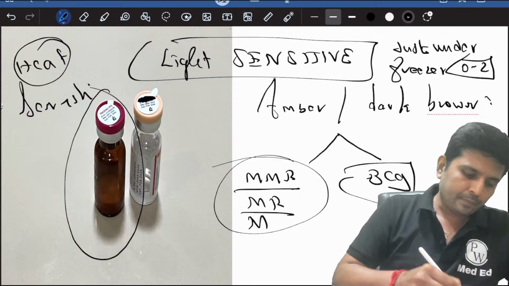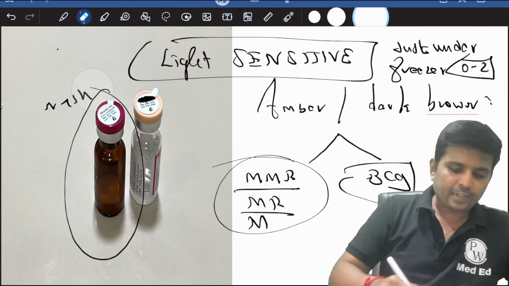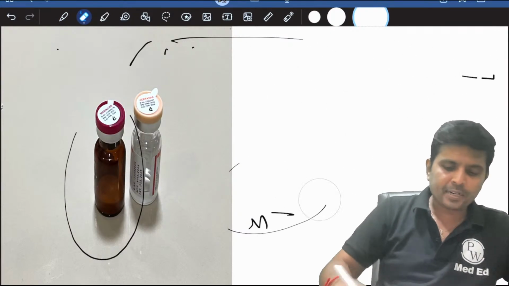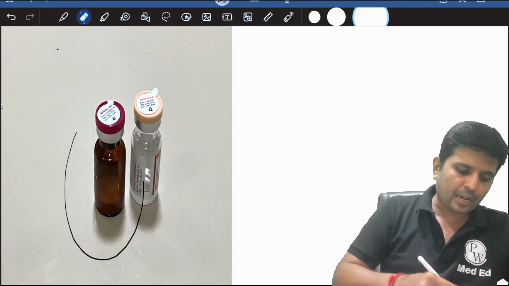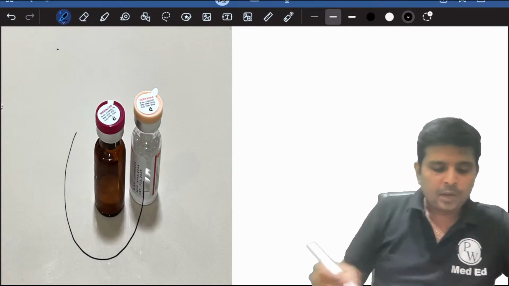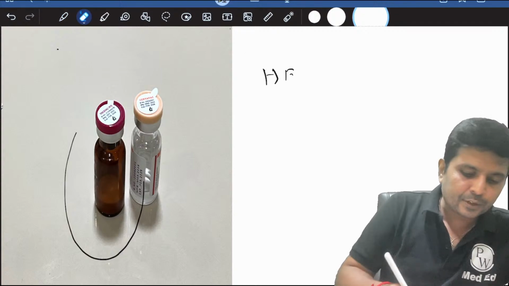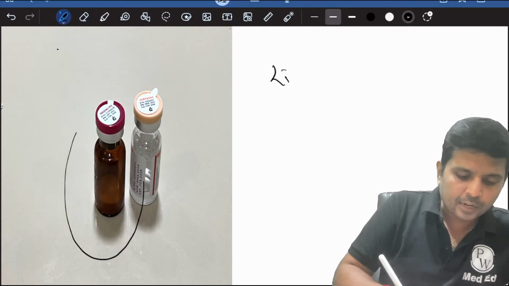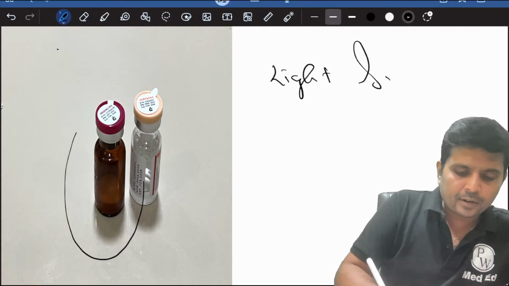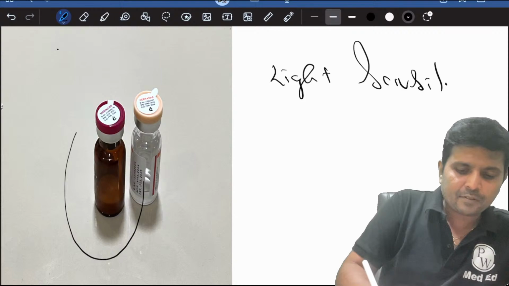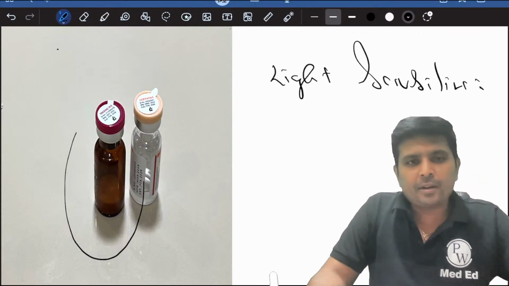Okay, right. What are all the vaccines that are kept in an amber colored bottle? So this is called an amber colored bottle. Amber colored bottle, what vaccine? Heat sensitive or light sensitive? Light sensitive vaccines are kept in amber colored bottles.